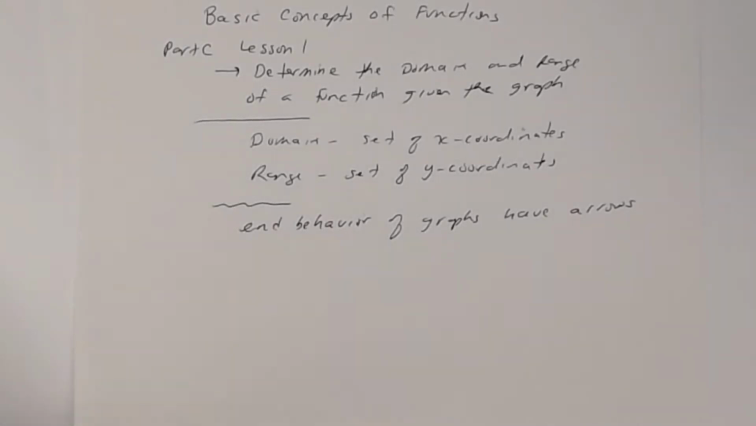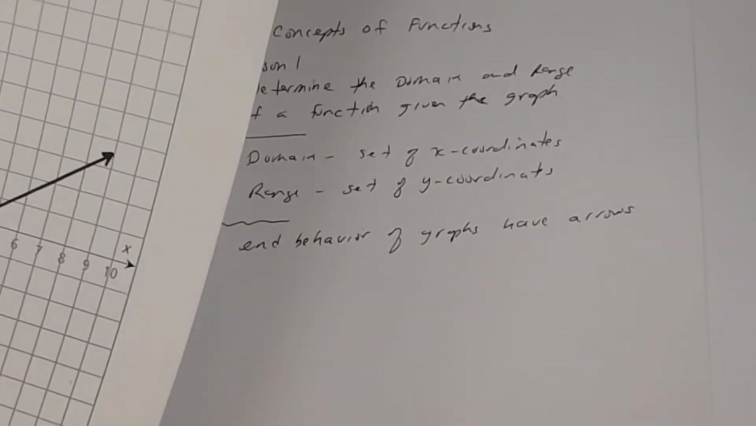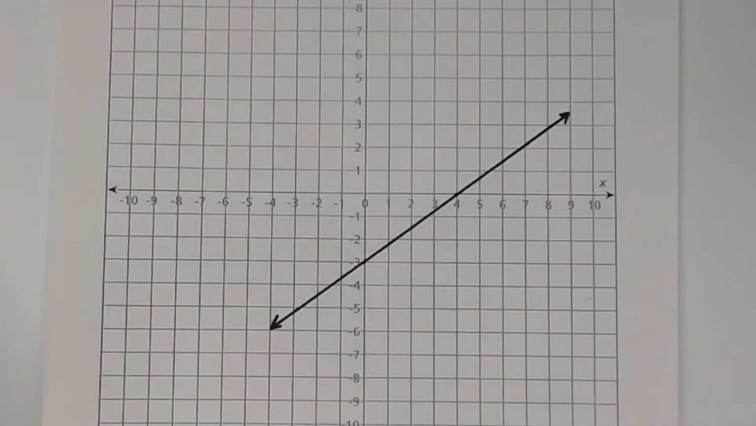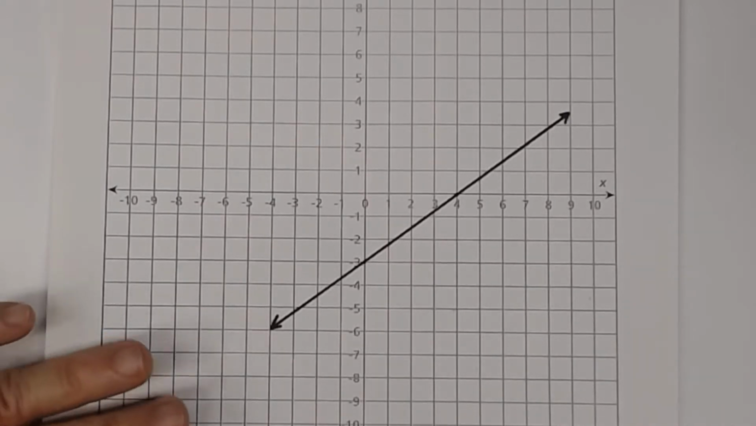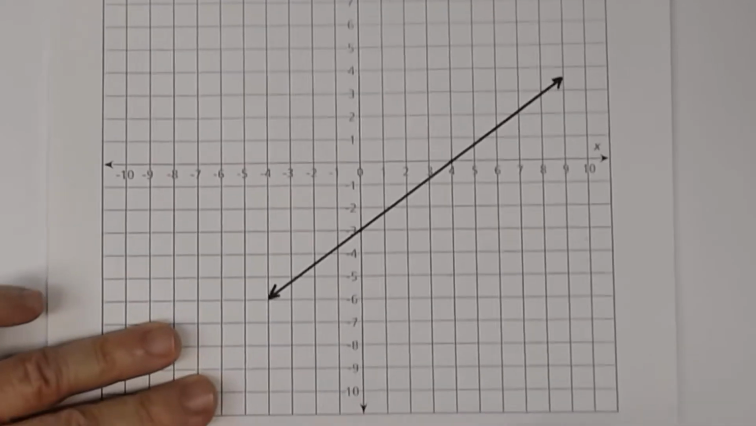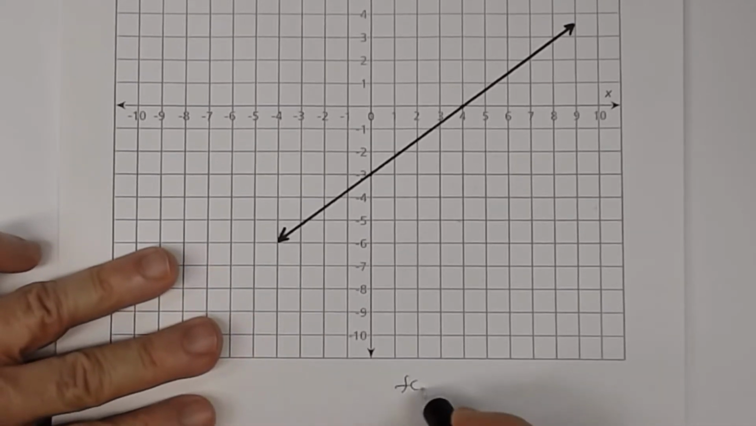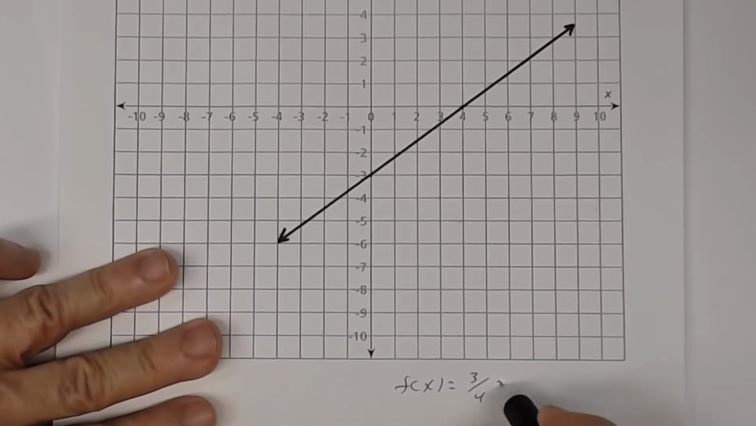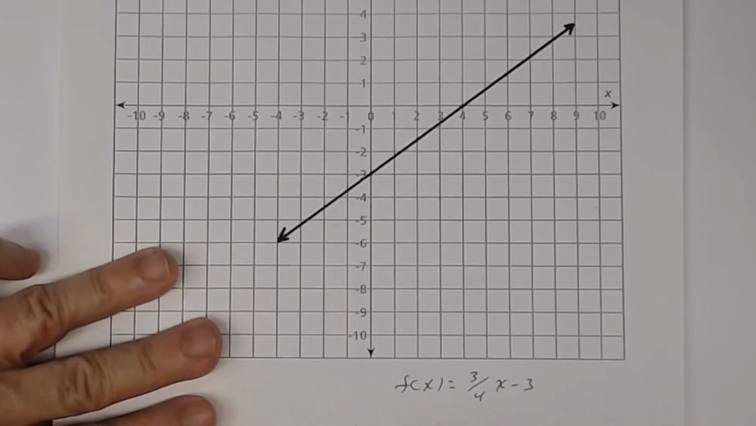So for example, let's go ahead and look at this first problem. Here's the graph of a linear function. It's a line, so you know it's a linear function. And in fact, if you think about it, this particular function has this equation. The function is f of x equals 3/4 x minus 3. All right, so that's a linear function.